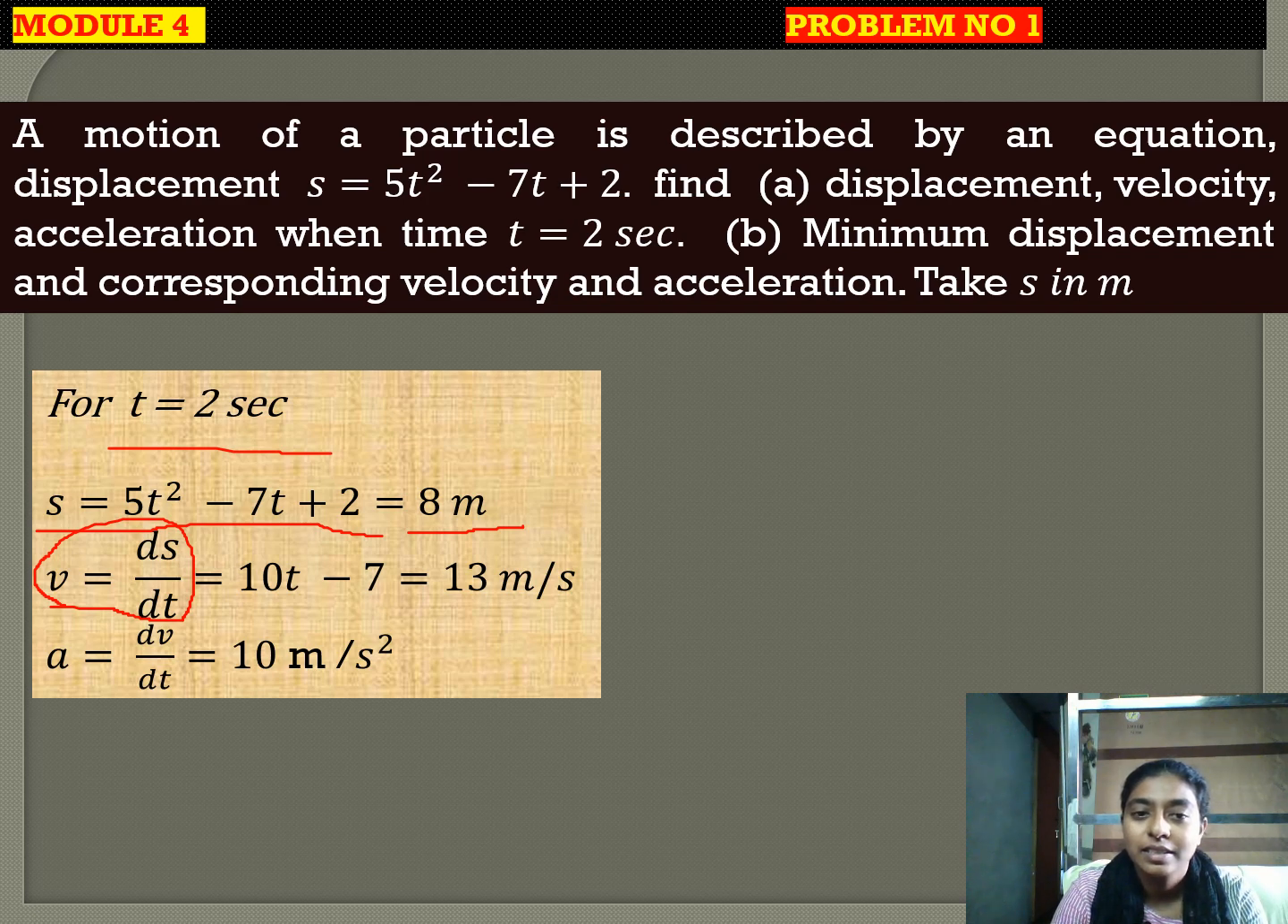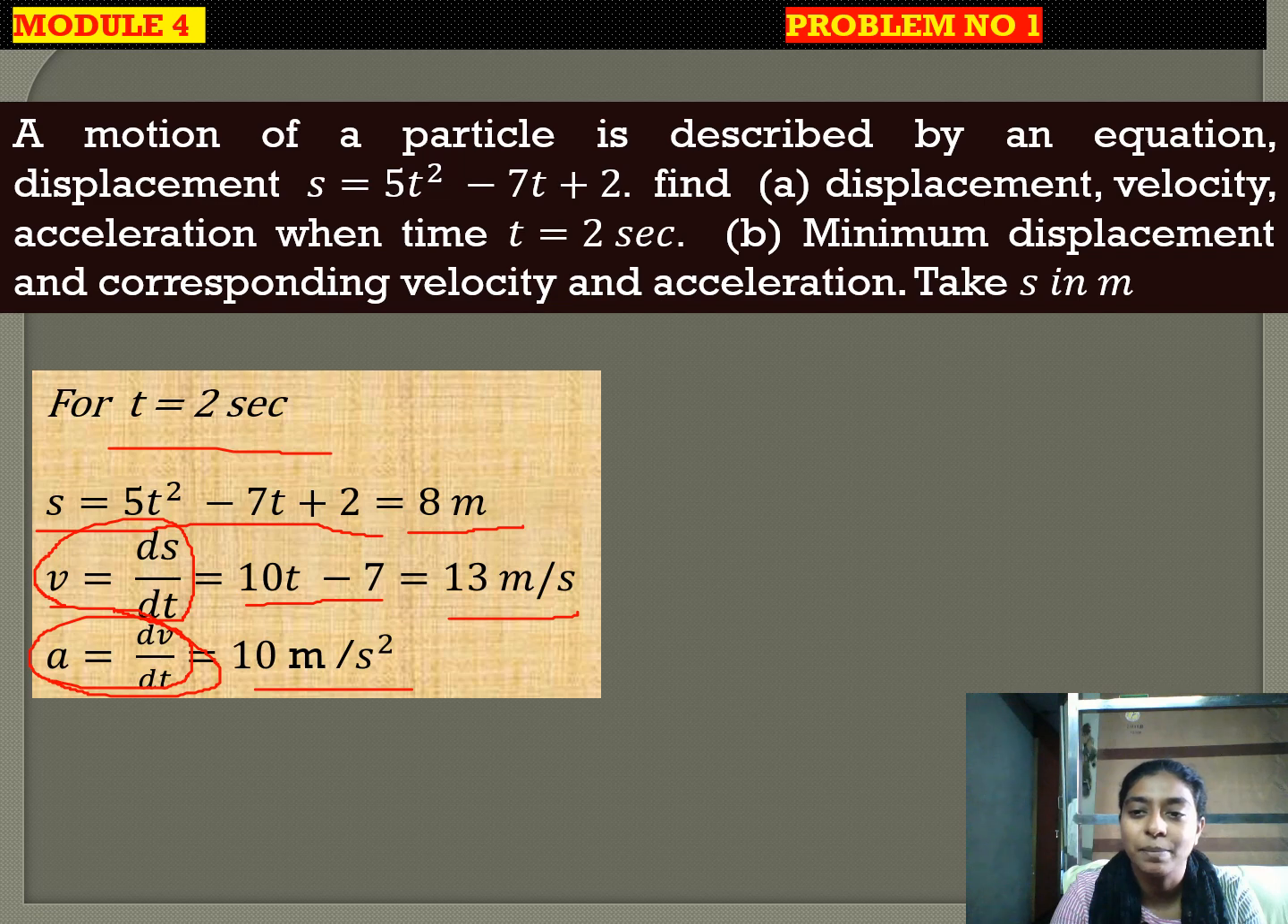Differentiate displacement with respect to time. We get 10t minus 7. Substitute t equal to 2 seconds. We get 13 meter per second. Now, acceleration is dv by dt. Differentiate the velocity with respect to time. So, we get 10 meter per second square.